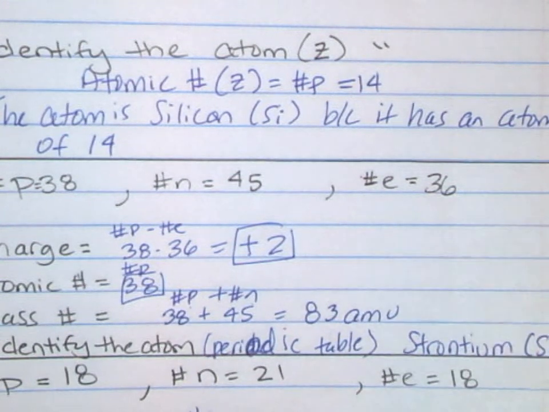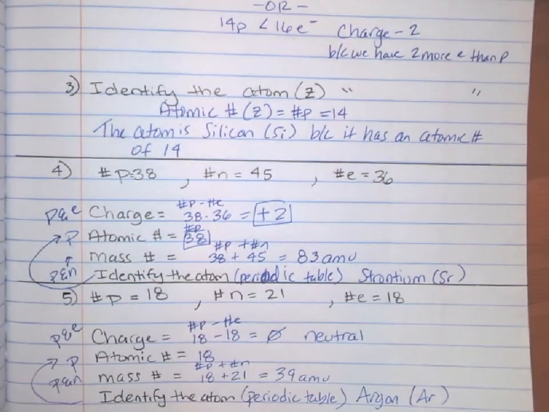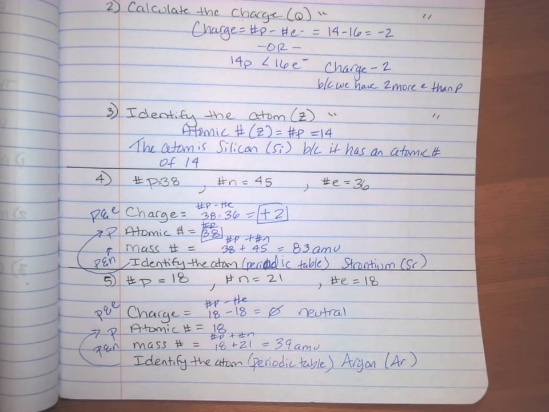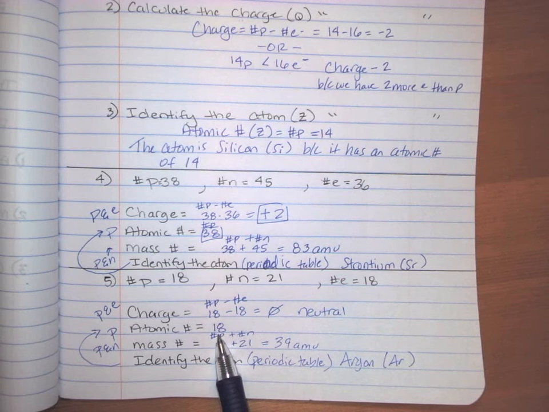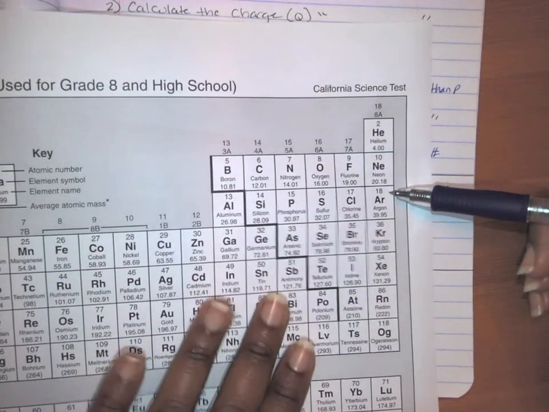And once again, oops, let me zoom out. I'm messing up here, you can't see that. So argon, symbol AR. And once again, I got that from the atomic number, which, as you can see, the atomic number of argon is 18.